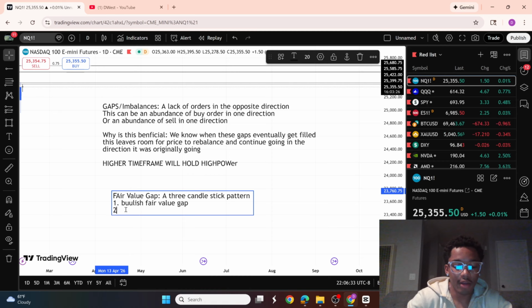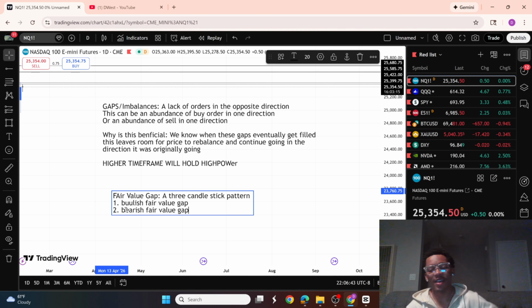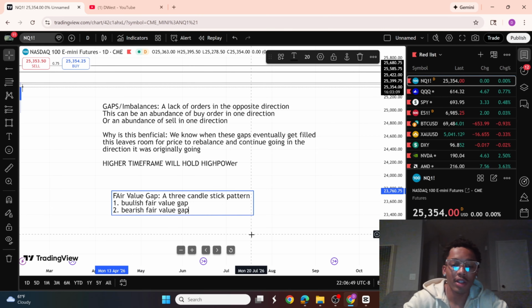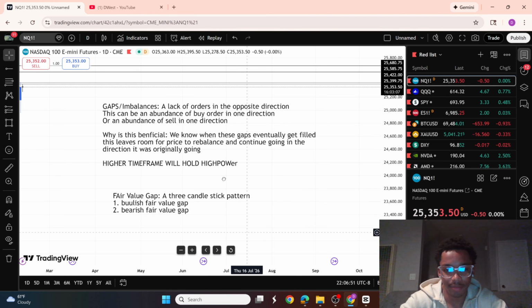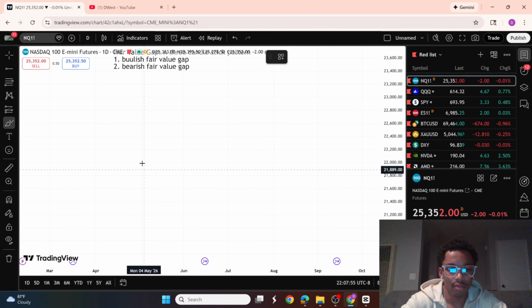And then we have our bearish fair value gap. Now, this is quite the opposite: when you have a bunch of sell orders and it leaves a lack of orders in the opposite direction. It's a 3 candlestick pattern as well. It'll look something like this.